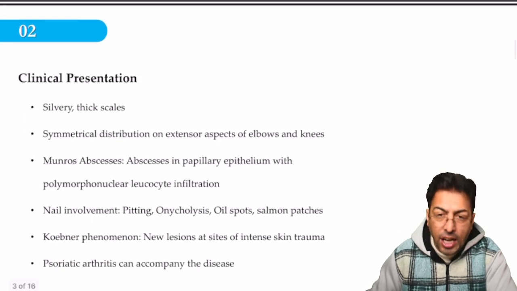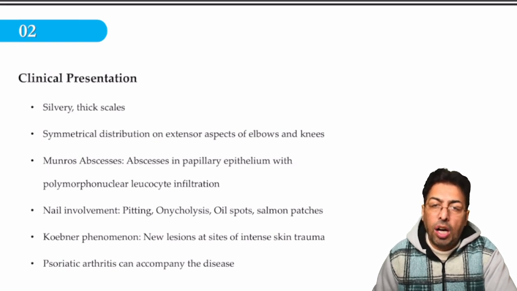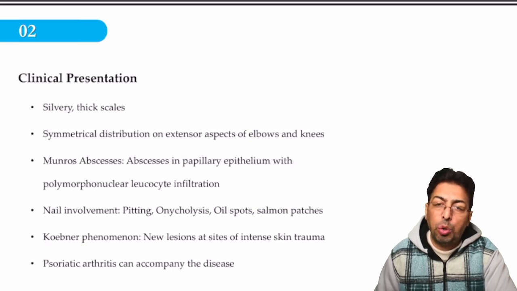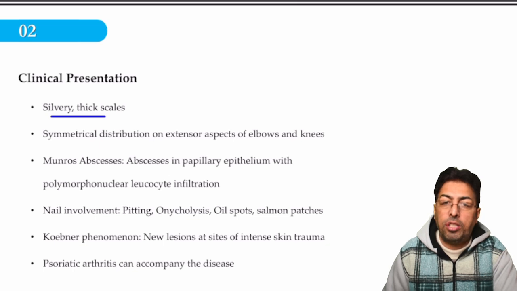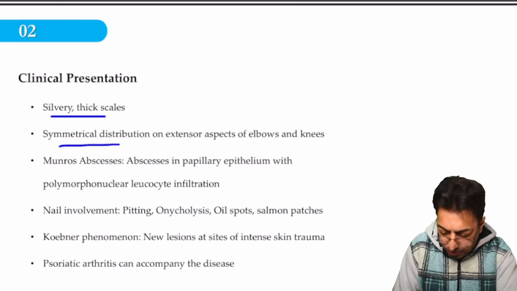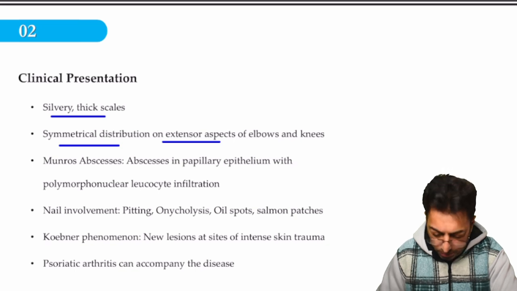Now, as far as the presentation is concerned, as I mentioned, scales or plaques on any part of the body, but usually on the extensor aspects. Classically, a clinical scenario will be given to you with plaques or silvery scales on the extensor part of the body, not the flexor part. And the common site along with the extensor parts of the body is the scalp. That's very important. So silvery, and this disease usually presents in a symmetric manner. And as I mentioned, extensor aspects, so that is very important.